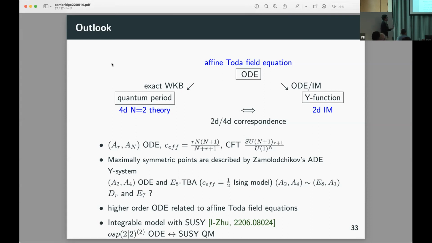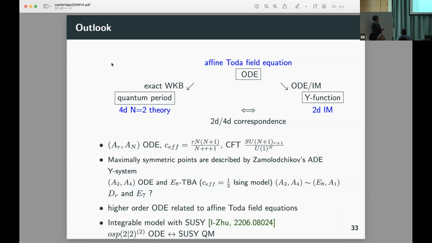And we expect that for higher rank, we have higher order, higher rank coset generalized parafermions. And at the maximal point, at present, we have obtained the models proposed many years ago by Zamolodchikov, the same as the ADE systems.